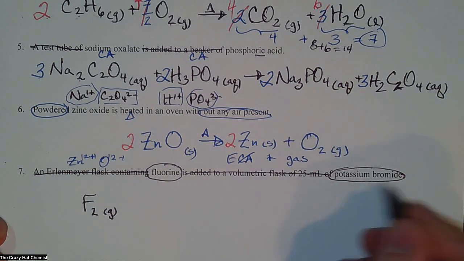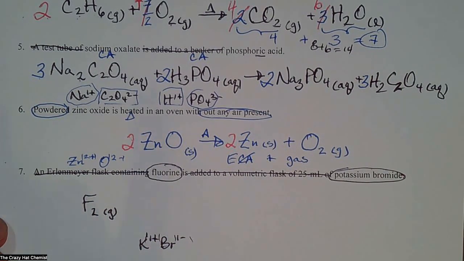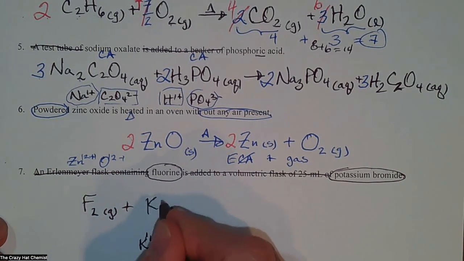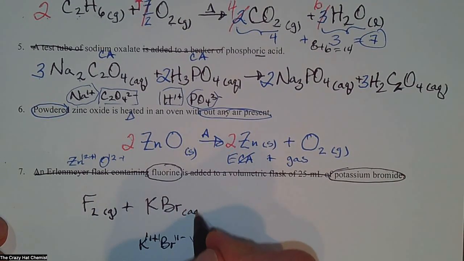Okay, and then we're going to have potassium bromide. Potassium is a group 1. Bromide is a halogen. That's a 1- charge. I'm going to take the absolute value of these two numbers, flip and bring them down, and I'm going to have KBr. Solubility rule says that all potassiums are aqueous, so this is aqueous.